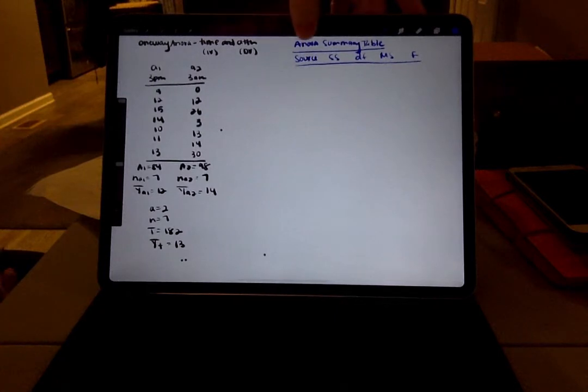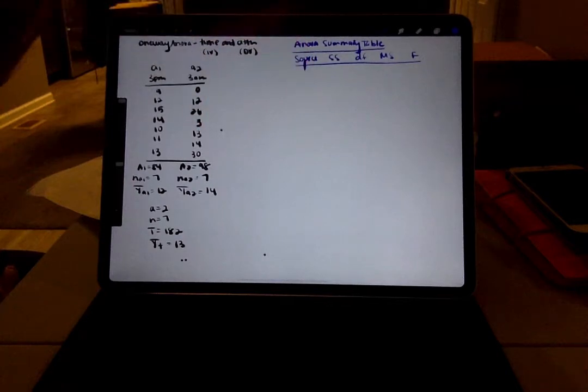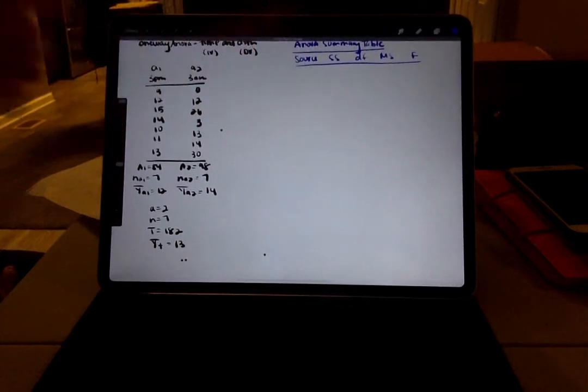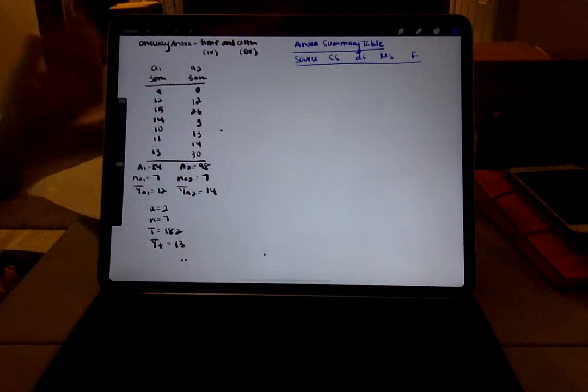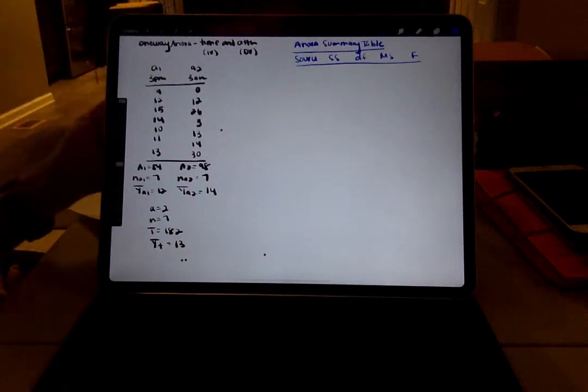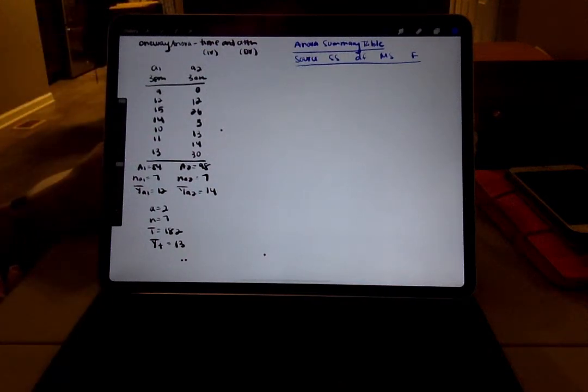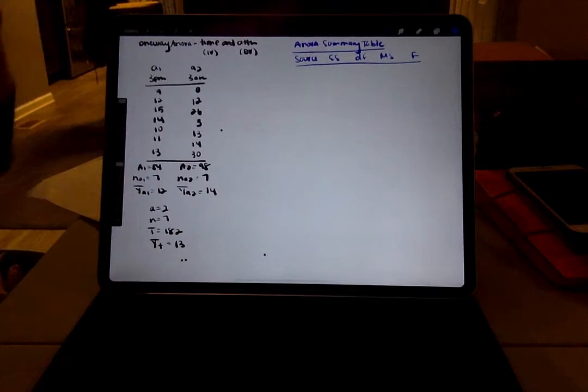An ANOVA summary table has these basic 5 columns: the source, sum of squares, degrees of freedom, mean square, and F. And now we need to put together our rows. The rows are labeled in the source column. Basically the easiest way to figure out what the rows are is to go back to your sums of squares. Whatever the little labels are on your sums of squares, those are your rows.